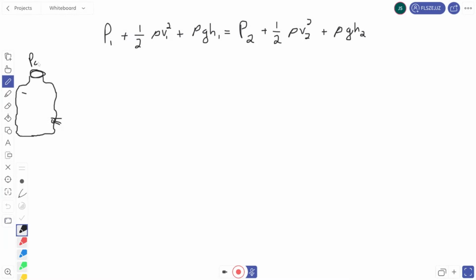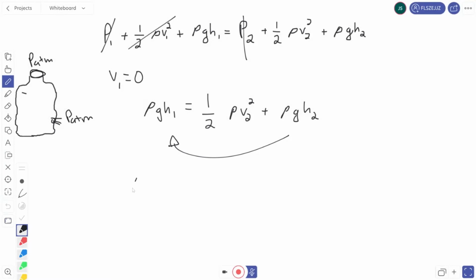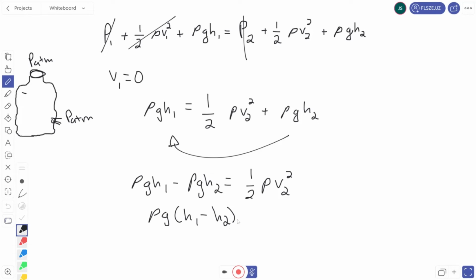Firstly, we notice that both the top and the bottom of the bottle are exposed to the atmosphere, so in both cases the pressure is the same. This means that we can cancel it from both sides. Secondly, we assume that the velocity at the top of the bottle is negligibly small, so the V1 term cancels out. We begin to isolate V2 by moving H2 to the other side and factoring out density and gravitational acceleration to get the following form of the equation.